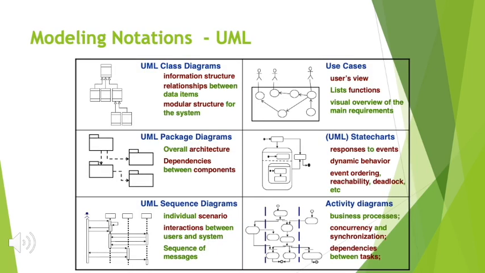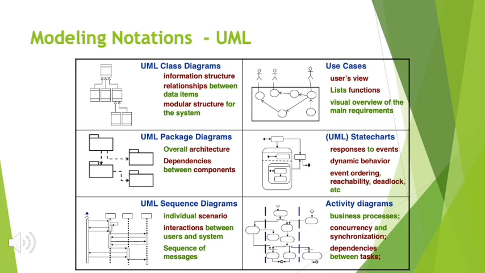So, let's see here. This is the modeling notations. Here you see all the different kinds of modeling notation based on the UML. First, the UML class diagram. The UML class diagram actually contains the information structure relationship between data items, and it also contains the modular structure for the system. As you can see, there are some boxes with arrows, so it shows the relationship between data items in your system.